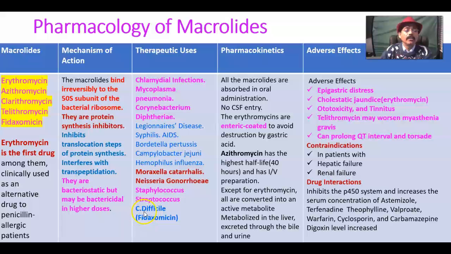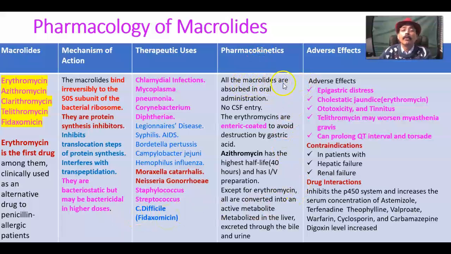And this is Clostridium difficile, which is managed by fidaxomicin, and Clostridium difficile may lead to pseudomembranous colitis. Usually this is an antibiotic that works like vancomycin.